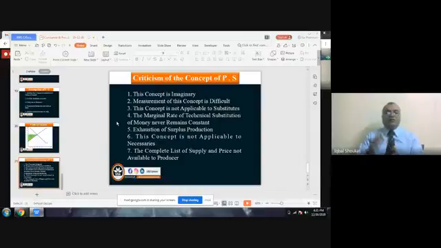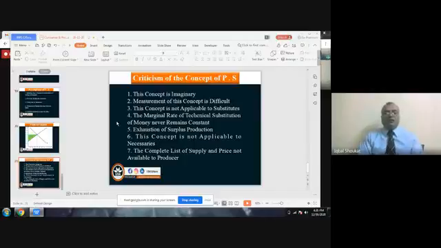Then the marginal rate of technical substitution of money never remains constant. It is very common in general concept. Whatever you have implied in the form of labor and capital, whatever money you are going to spend on labor and capital, the return wouldn't be the same. Then exhaustion of surplus production: where you'll keep your production in the form of bulk quantity, you need warehouses, you need storehouses. You don't have much money to save that production.